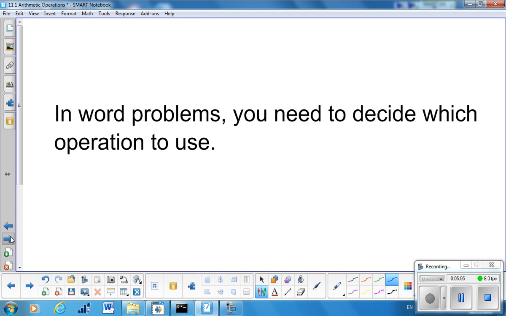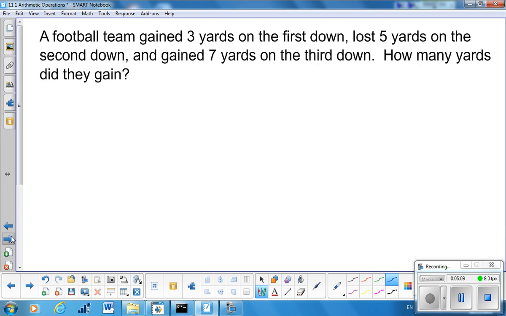In word problems, you need to decide which operation to use. A football team gained 3 yards on the first down, lost 5 yards on the second down, and gained 7 yards on the third down. How many yards did they gain? So on the first down, they gained 3 yards. So that's a positive 3 for a gain.